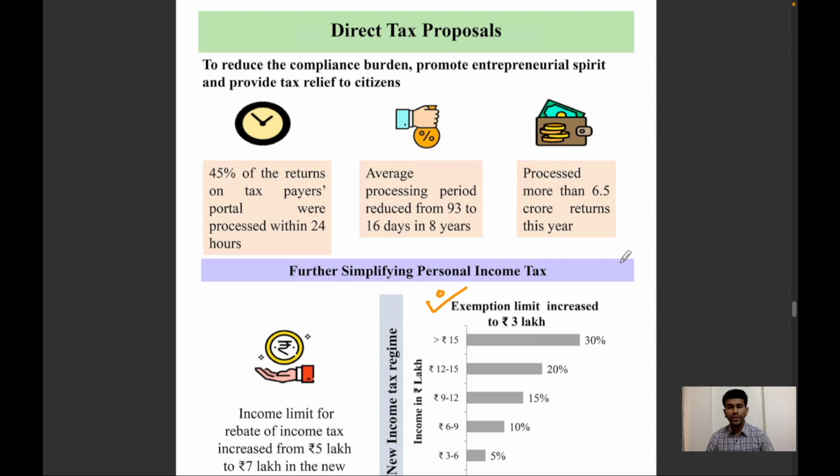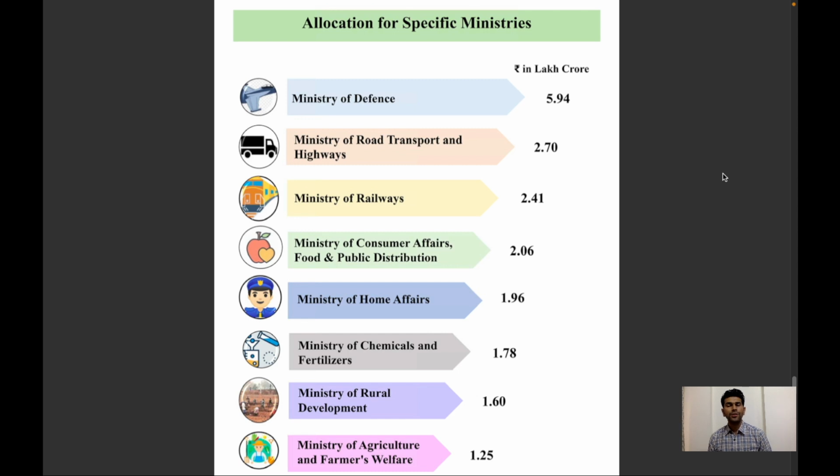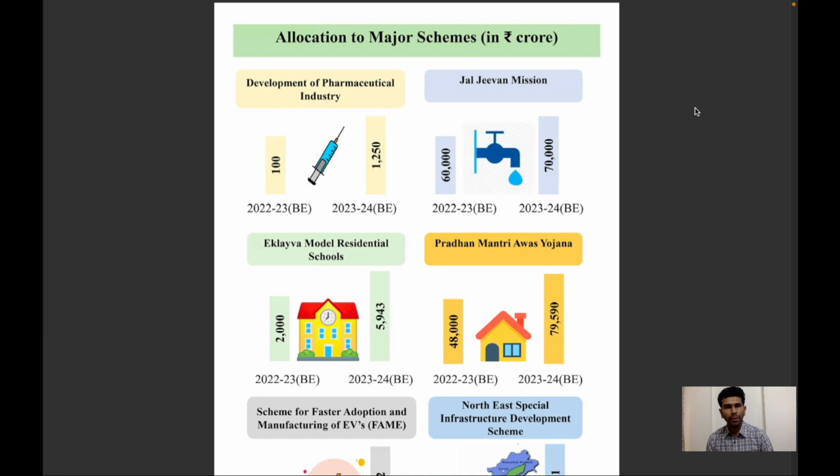Next, they have increased the exemption limit of direct tax. Next, allocation of expenses. They have given priority to the defense sector, then transportation and infrastructure projects. Let's discuss transfer payments. These are the funds which the government utilizes for the betterment of society. For example, money allocated for vaccination. Next, Pradhan Mantri Awas Yojana.